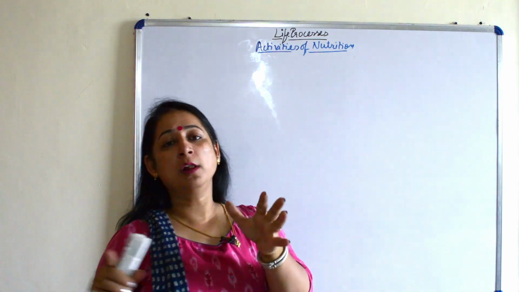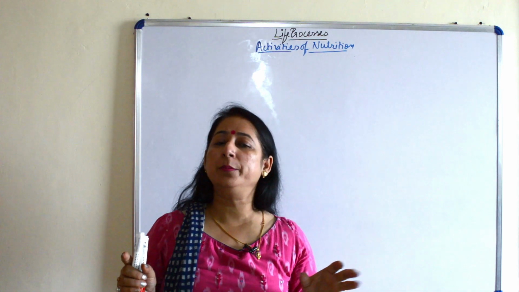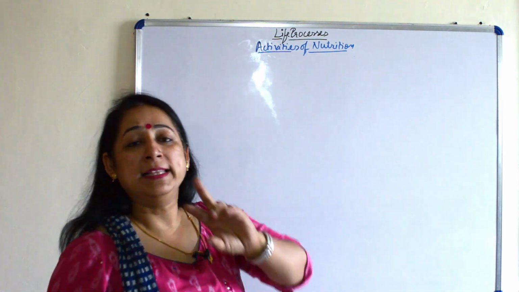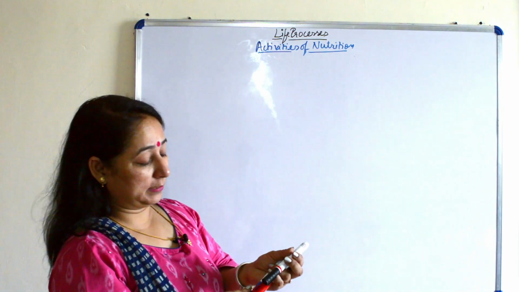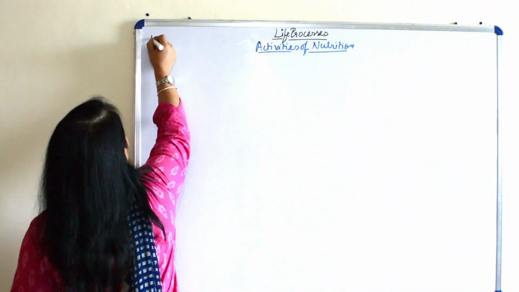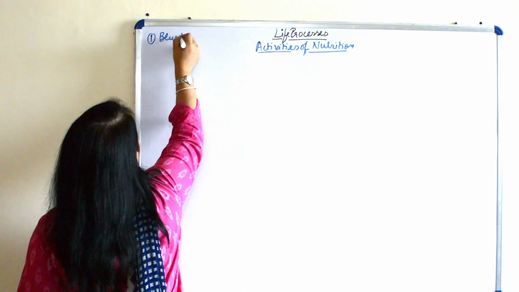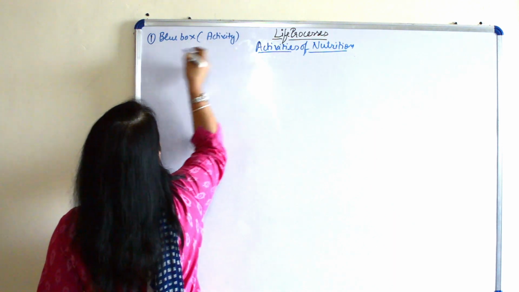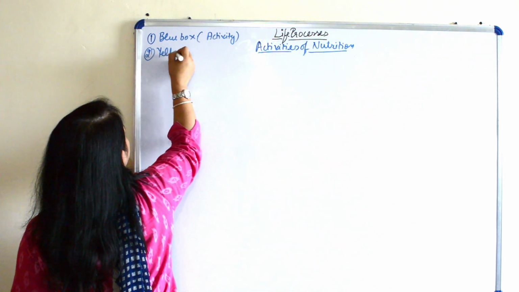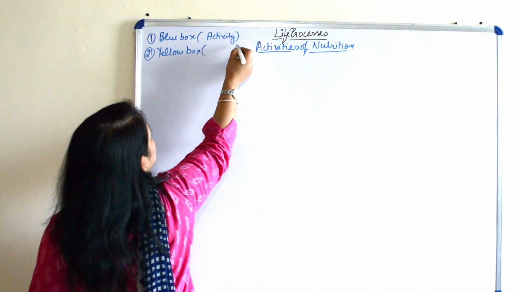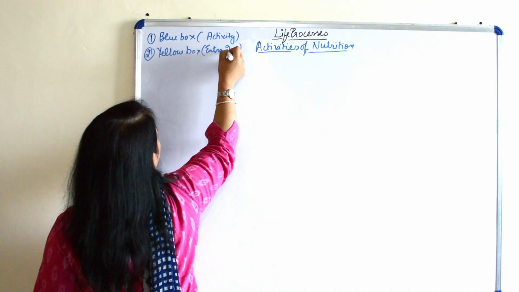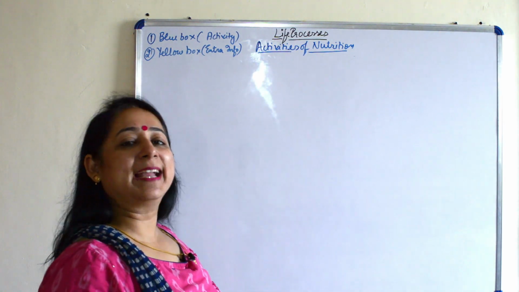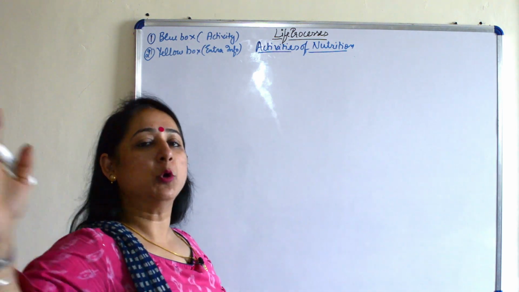As I told you, for all the chapters, for all the topics, we'll be discussing the blue boxes and the yellow boxes as well. So in this video, there are two boxes in nutrition. One is the blue box, which has an activity, and the second one is a yellow box which has extra information. When we complete respiration, we'll take up blue and yellow boxes in that portion. Same goes with all the other videos.